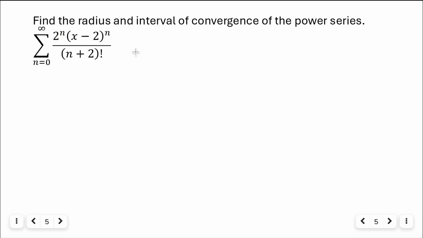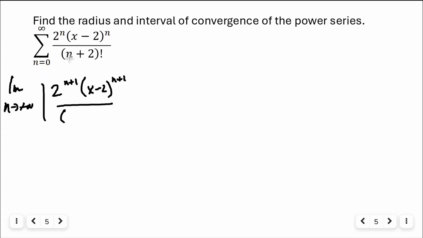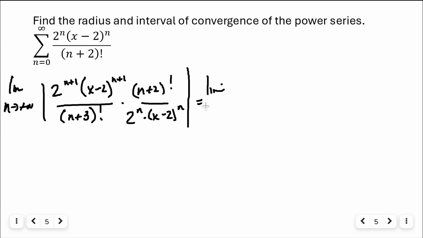All right, we're going to try a couple more. Let's try to find the radius and interval of convergence for this power series. Same concept. So we're going to use the ratio test. Take the limit as n approaches infinity of 2 to the n plus 1, (x minus 2) to the n plus 1, over (n plus 1 plus 2), that's going to be (n plus 3) factorial, times, flip this thing over, right? It's supposed to be divided by this whole thing, so we flip it over. (n plus 2) factorial over 2 to the n, (x minus 2) to the n. So again, we're trying to clean this up as best we can.